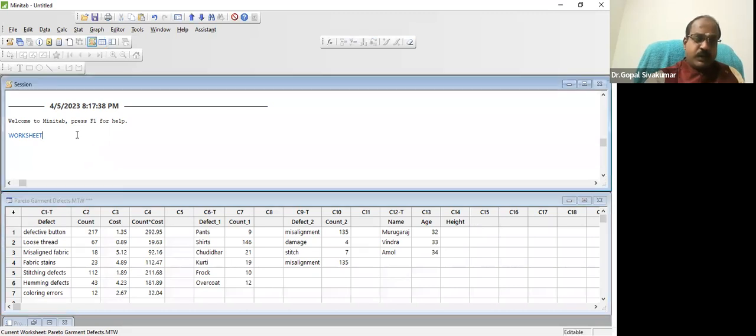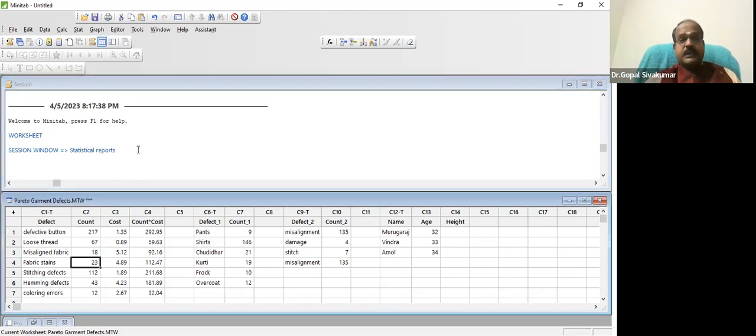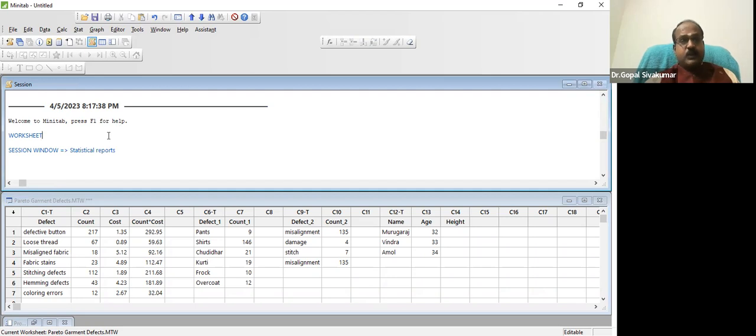And now coming here, this area is called session window. Here you get your statistical reports. So what are the two areas you are seeing in the Minitab screen? One is worksheet. The other area is session window. In worksheet, you can key in your data. Then in the session window, you get your report.